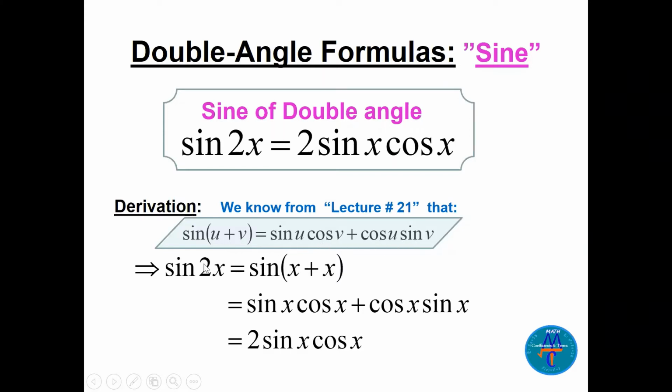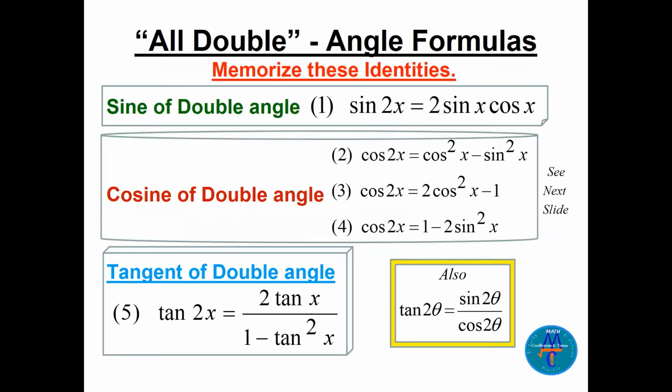We can apply this to sine of 2x, which we can write as sine of x plus x. Just apply here: u is the x and also v is the x. So it will be sine of x cosine of x plus cosine of x sine of x. We can add these two because the product here is commutative. So this is the same value, 2 sine x cosine x. So to find sine of a double angle, we need sine of the angle itself and cosine of the angle, multiply them, multiply by 2.